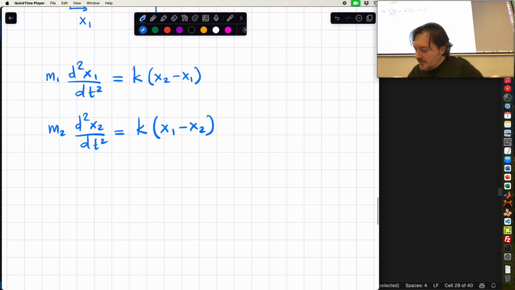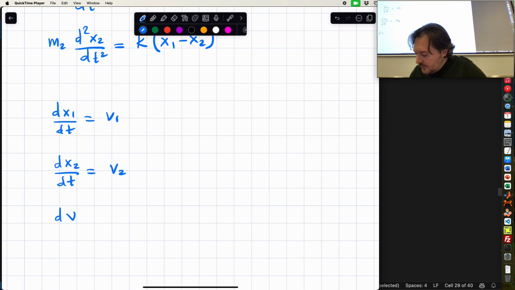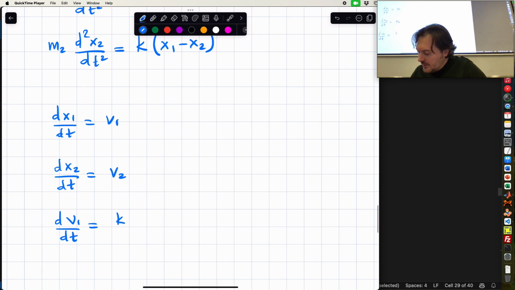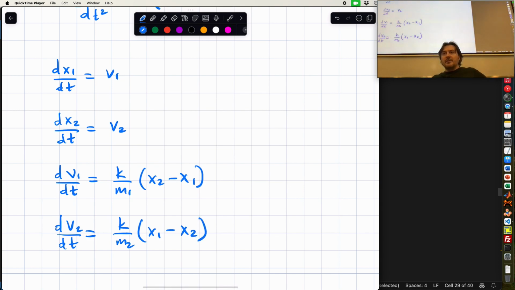If I write dx1 over dt equals v1 and dx2 over dt equals v2, then I write dv1 over dt equals whatever I got for the acceleration, which is k over m1 (x2 minus x1). And finally, dv2 over dt equals k over m2 (x1 minus x2). So far, did you follow this?